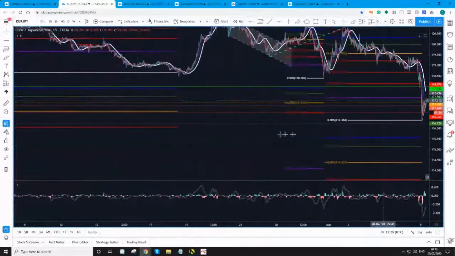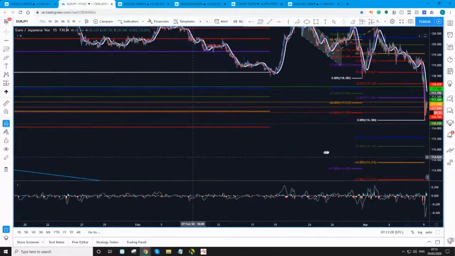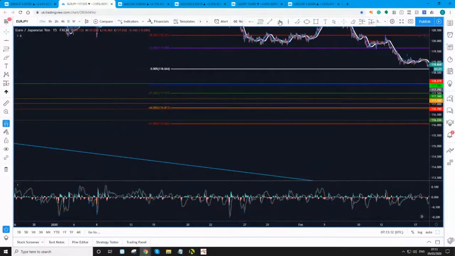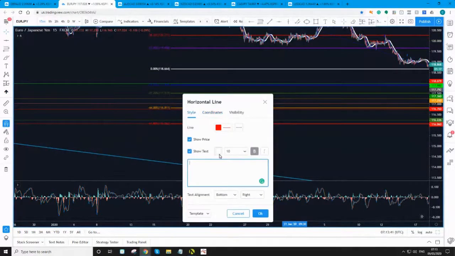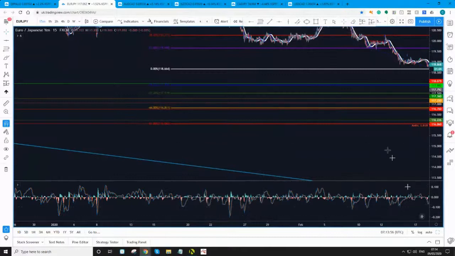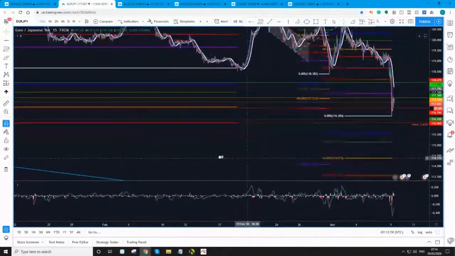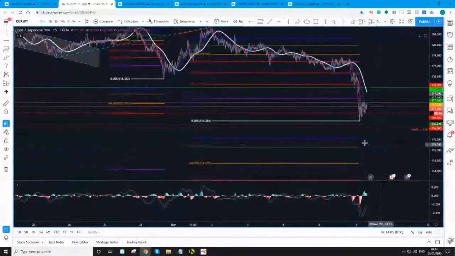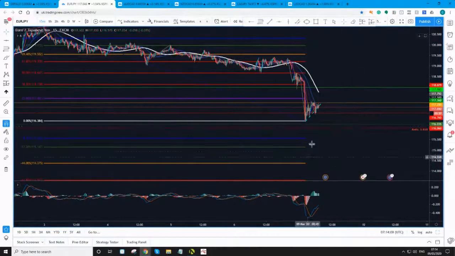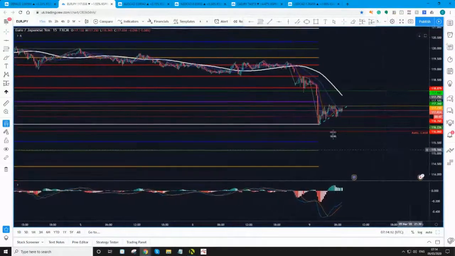The capital D extension target, let me mark that off. 116.06. Let me go ahead and put a line in here, 116.06, so I can see this. Yeah, the trouble is we're so close to that D extension.